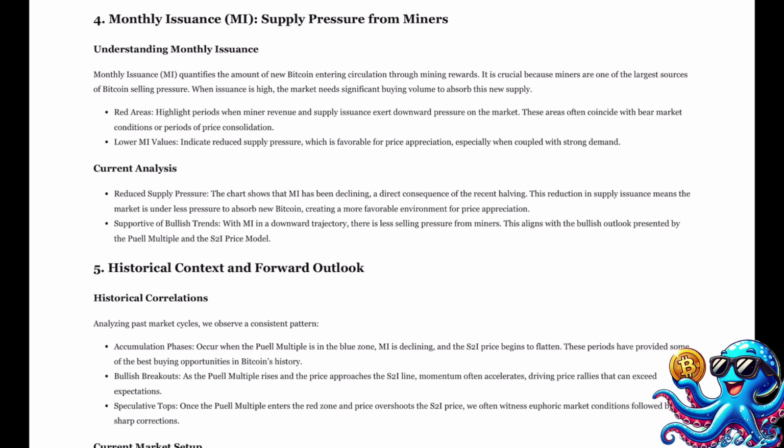The chart shows that MI has been declining, a direct consequence of the recent halving. This reduction in supply issuance means the market is under less pressure to absorb new Bitcoin, creating a more favorable environment for price appreciation. Supportive of bullish trends, with MI in a downward trajectory, there is less selling pressure from miners. This aligns with the bullish outlook presented by the pool multiple and the S2I price model.